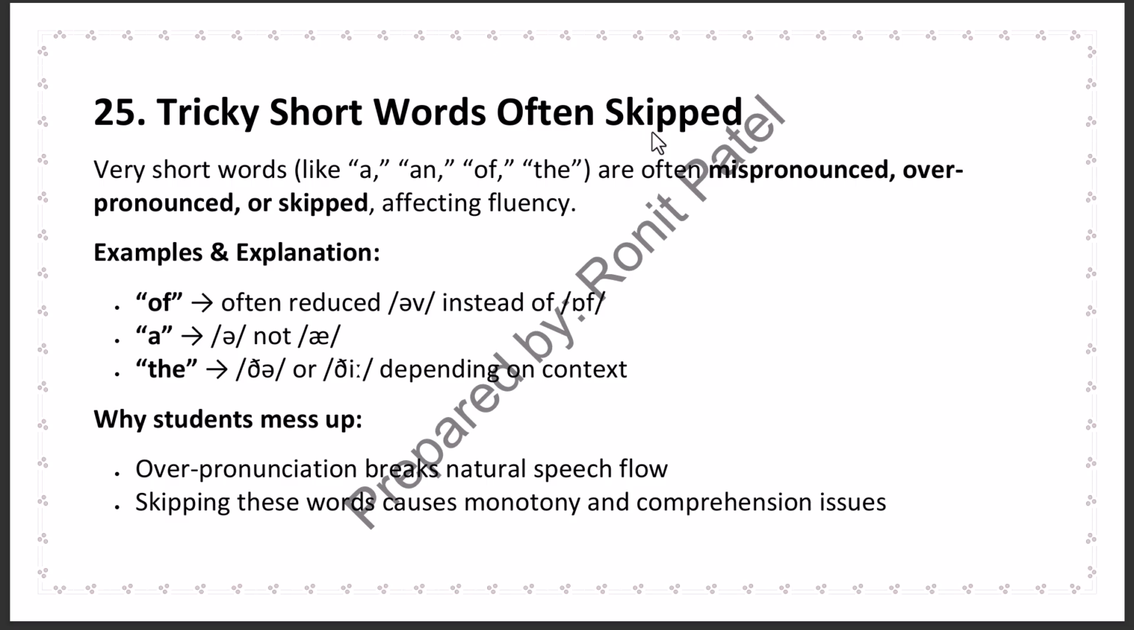Here comes the tricky short words which are often skipped. Tiny words like a, of, the, or the look unimportant, but they control speech rhythm. If skipped, it leads to meaning breaks, and if overpronounced, it leads to fluency breaks. So they must be soft but present. This balance is the essence of natural English flow.